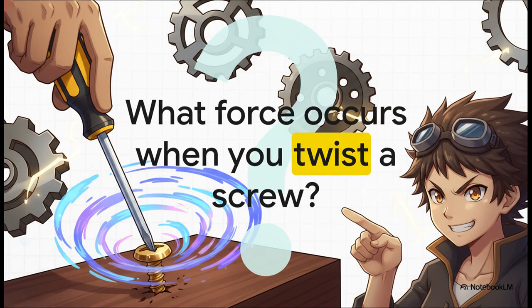Okay, let's do a quick check here to test your new skills. Think about those 4 forces we just talked about. What force occurs when you take a screwdriver and you forcefully twist a screw deep into a piece of wood? I'll give you a second. Got it? Yep, it's torsion. You're applying a twisting force directly to that metal shaft.